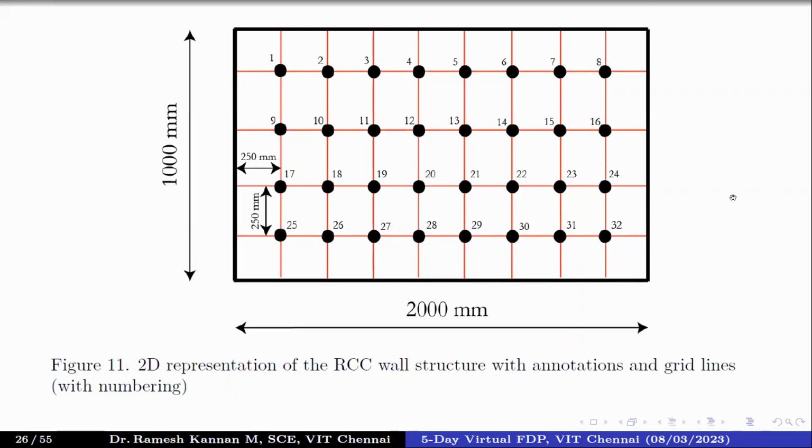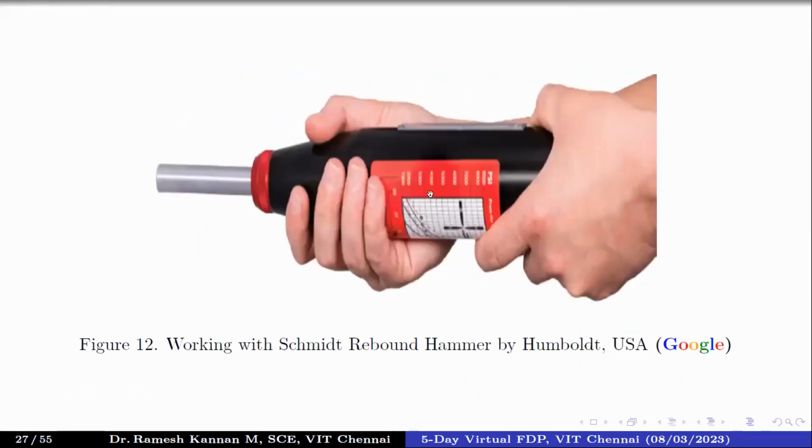If there are more grid points, the experimental results we get will be more effective, because it's just like finding out the compressive strength at all the places, and the average will yield an approximate result. But for this example, I've given 32, each at a distance of 250 mm. All right, so it's a wall, so we'll be taking a look at the horizontal implications of the rebound hammer.